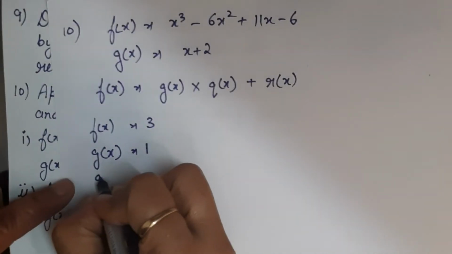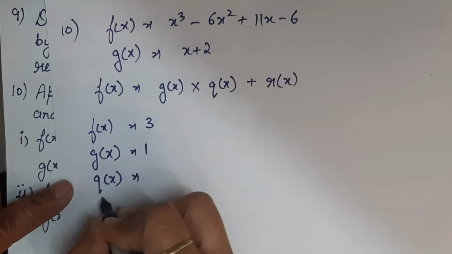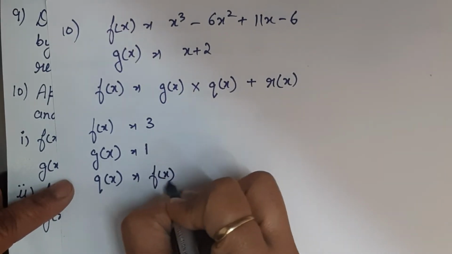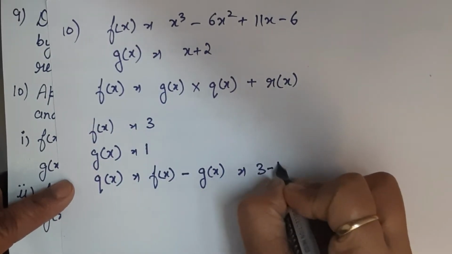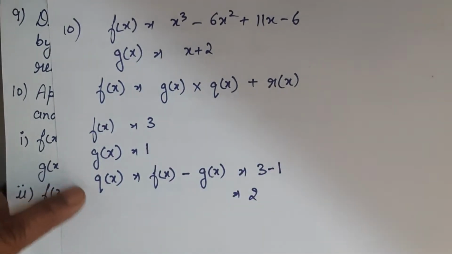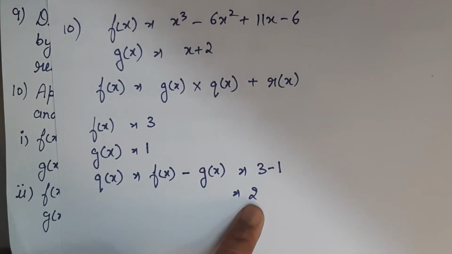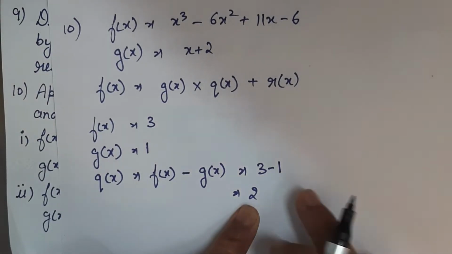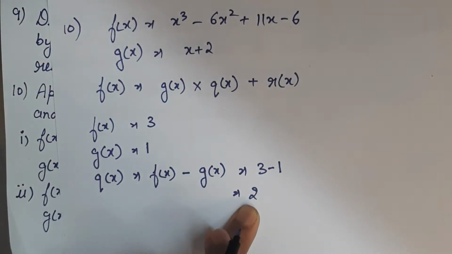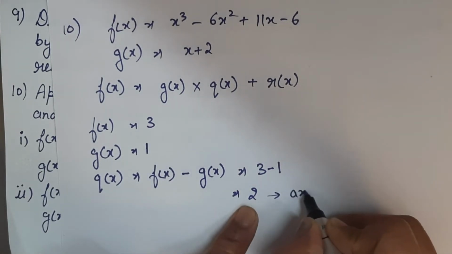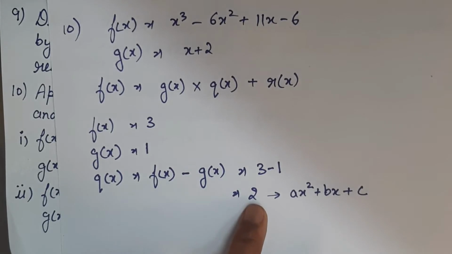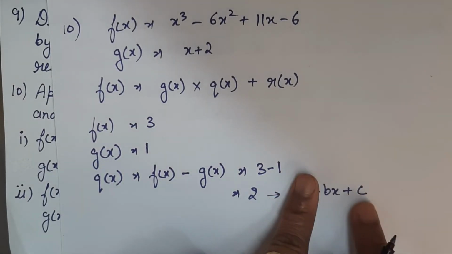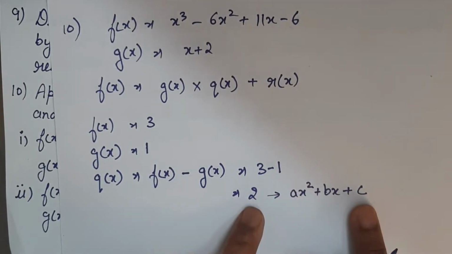Now how can one find the degree of qx? The degree of qx is the degree of fx minus the degree of gx, that is 3 minus 1, which comes out to be 2. So the degree of qx is 2. Degree 2 means the equation has highest degree 2, so the equation comes out to be ax square plus bx plus c. If the degree comes out to be 1, then the equation would be bx plus c only, but the degree is 2, so the equation comes out to be this.